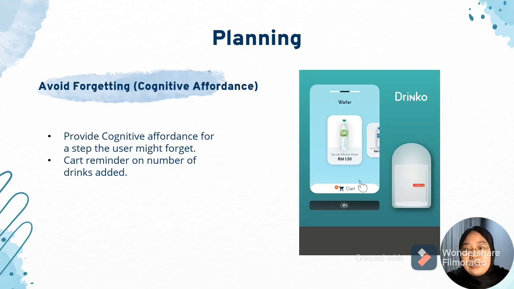Another design guideline that we have applied into the design is providing a cognitive affordance for a step the user might forget. So as you can see here, when a drink is successfully added to cart, a number will be updated next to the cart stating the number of drinks that have been added. So this will notify the user and help them to remember how many drinks have been selected before this in case they forgot.